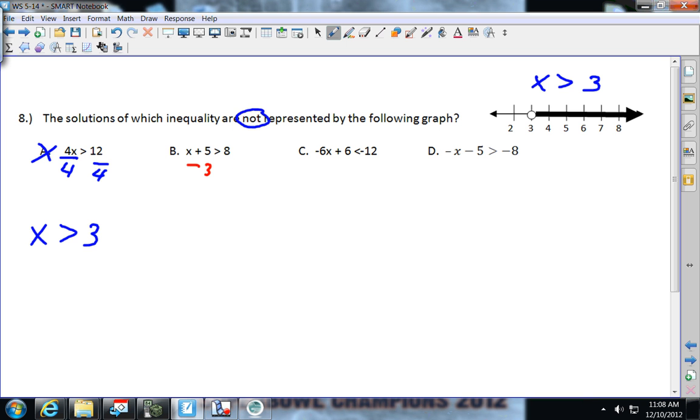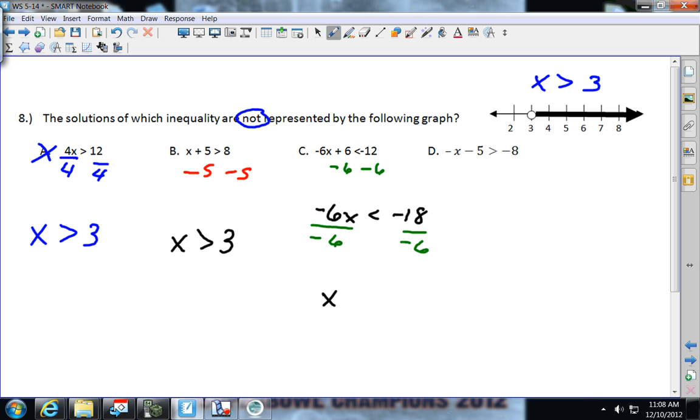Try the next one. Subtract 5 from each side. Not 3. Goodness. Struggling today. -5 from each side. X is greater than 3. Oh, that's the same answer. So I'm looking for the wrong one. This one here, I'll subtract 6 from each side. -6x is less than -18. Divide by -6. Divided by a negative, so you've got to flip the sign. That's a +3. Well, darn, that's the same.